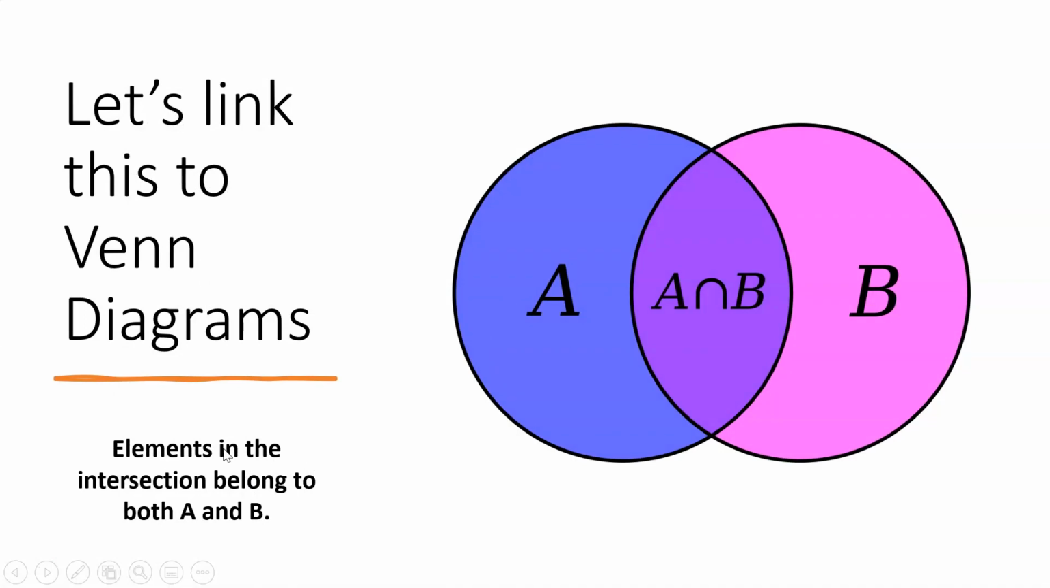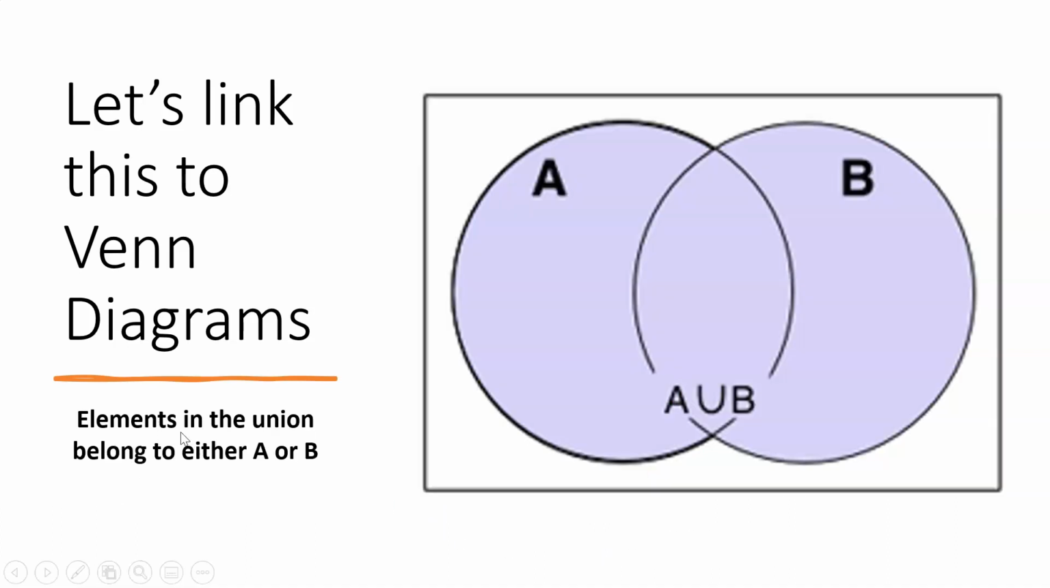Elements in the intersection belong to both A and B. So you know that with a Venn diagram, any element in what overlaps is something that they both have in common. So that is the intersection of A and B. Now, elements in the union belong to either A or B, so this is the union. The whole Venn diagram itself is the union.